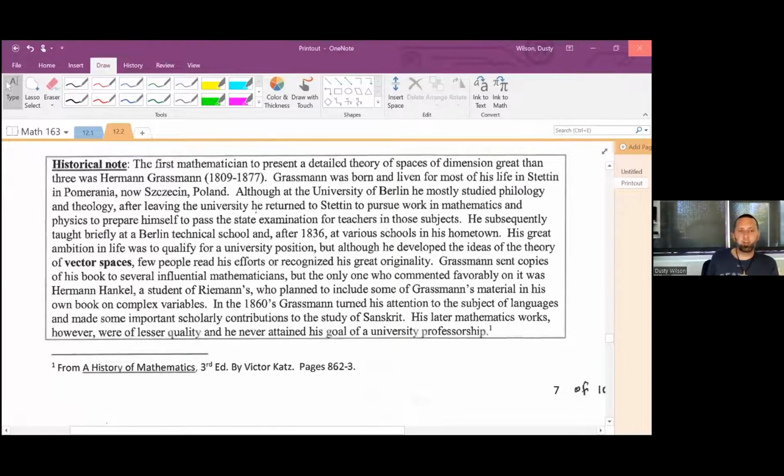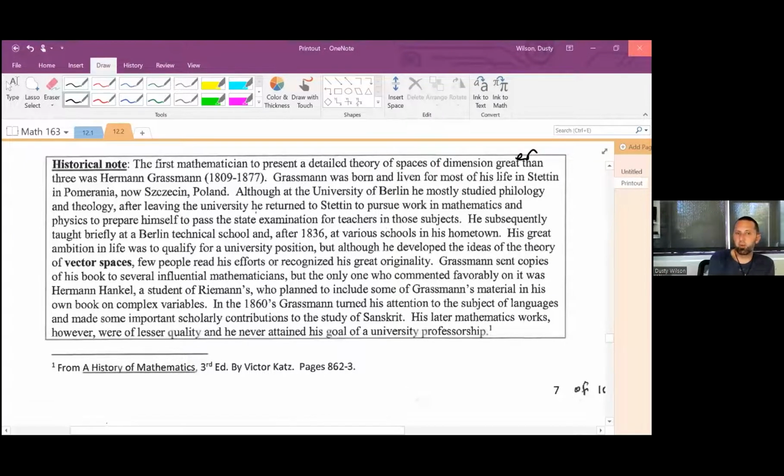I'd like to take a little time out and share a historical note. The first mathematician to present a detailed theory of spaces of dimensions greater than 3 was Hermann Grassmann. There's a typo here. Grassmann was born and lived for most of his life in Stettin in Pomerania, now Poland. Although at the University of Berlin, he mostly studied philology and theology.